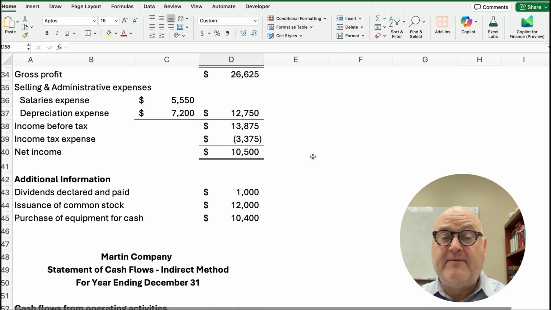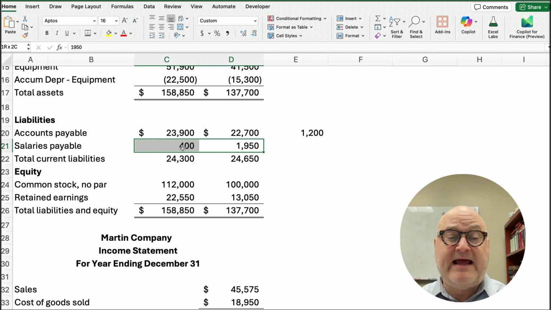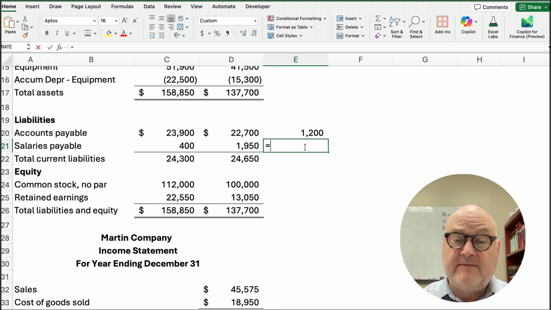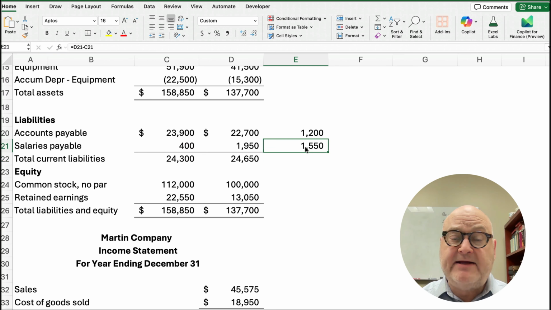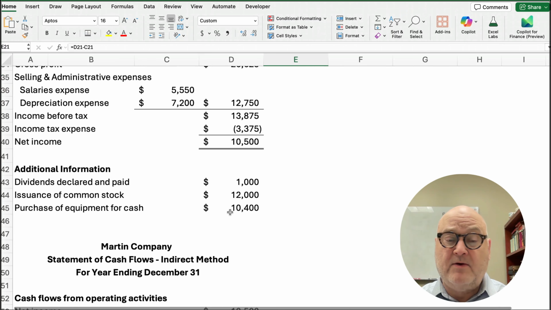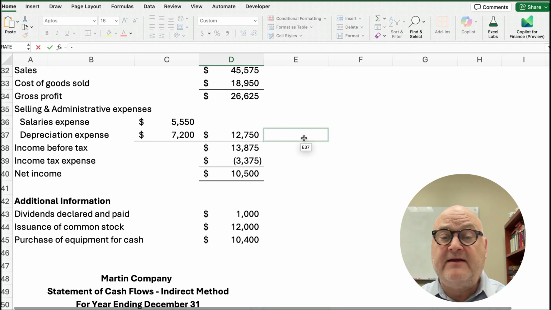So let's grab that number. It goes from 1950 down to the 400. So that's a decrease. 1950 minus 400. So I'm going to make that a negative 1550 down below. So here, negative 1550.